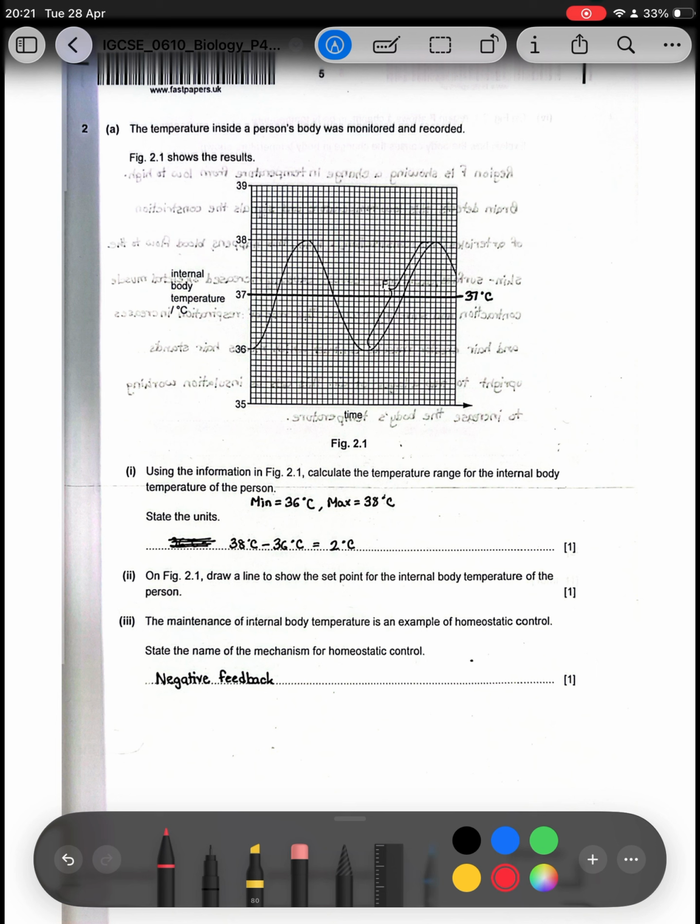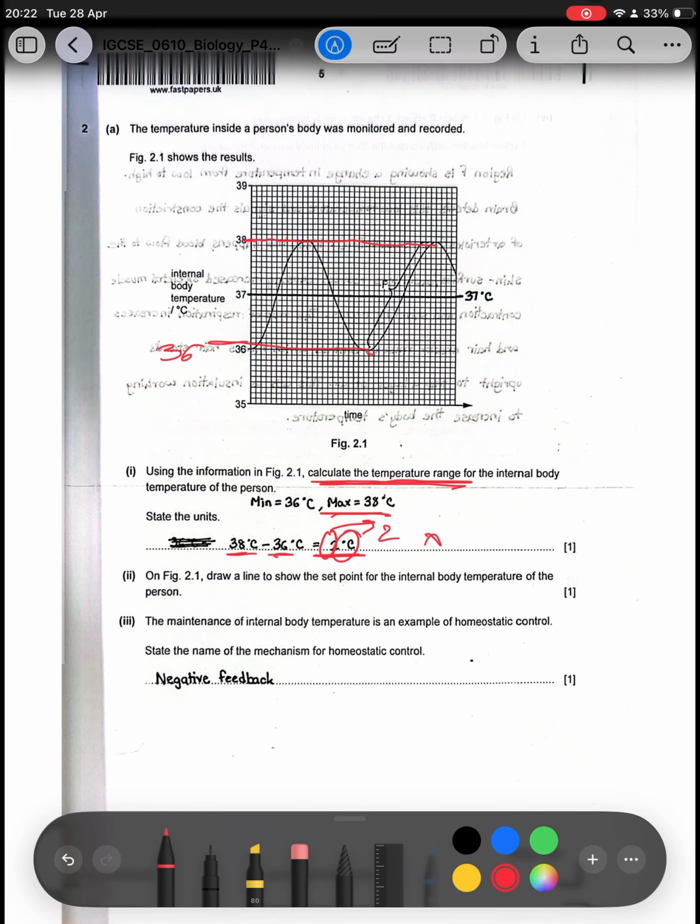you don't only state a range, you calculate something out of it. So the maximum here is at 38, okay, and the minimum here is 36. So you subtract the lower value from the higher value, of course, and then get the range, which is 2 degrees Celsius. And the mark is both for mentioning 2 and degrees Celsius. So if you mention just 2, you won't really get the mark.